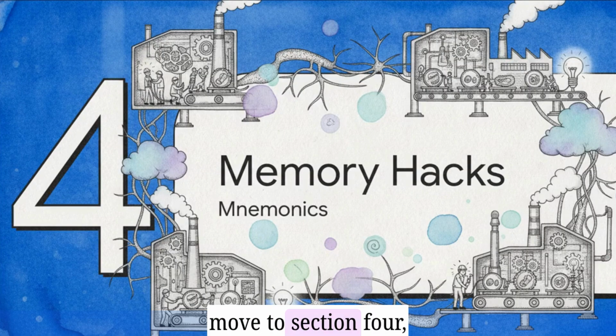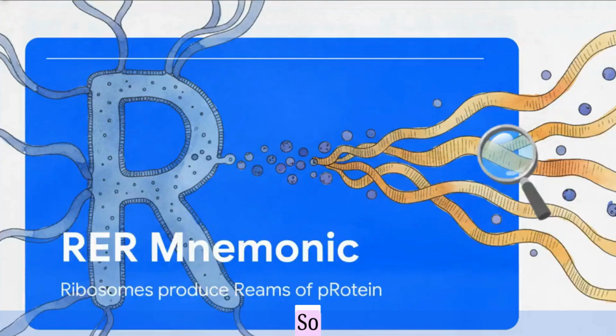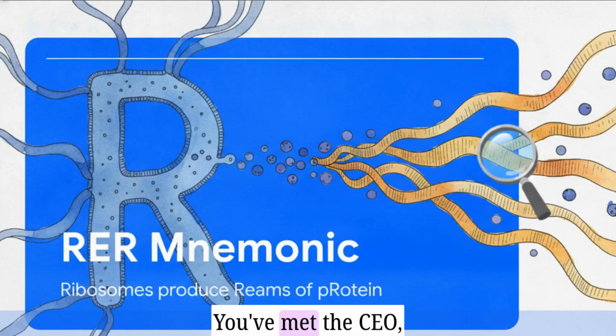All right, let's move to Section 4, Memory Hacks and Mnemonics. So you know the factory layout now. You've met the CEO, the production workers, and the hazardous waste crew. Now let's lock these concepts into your brain with some proven memory hacks.